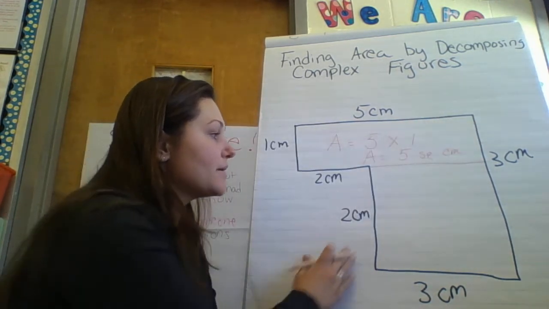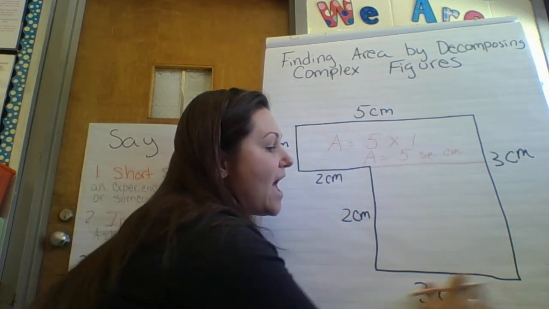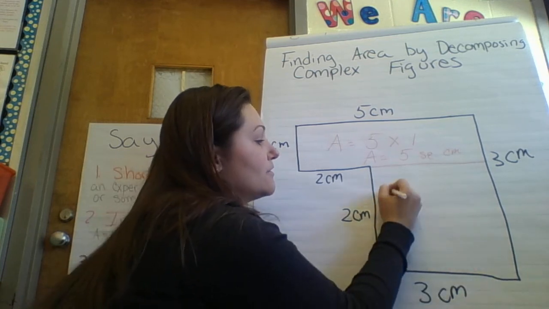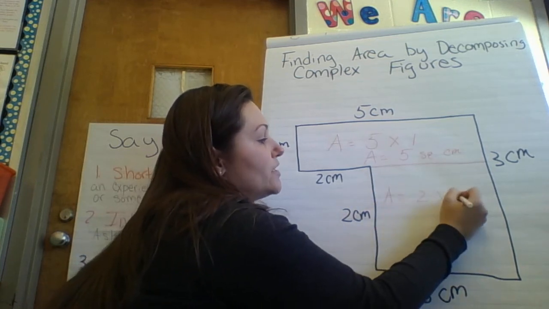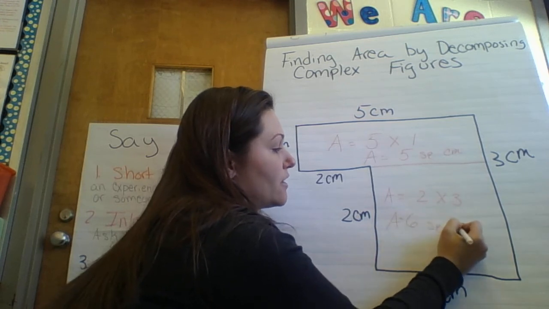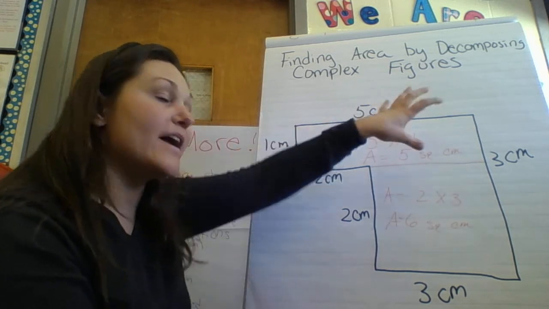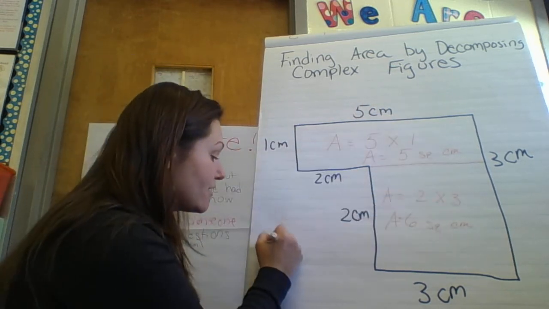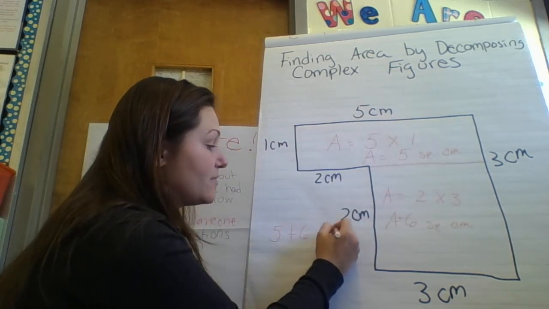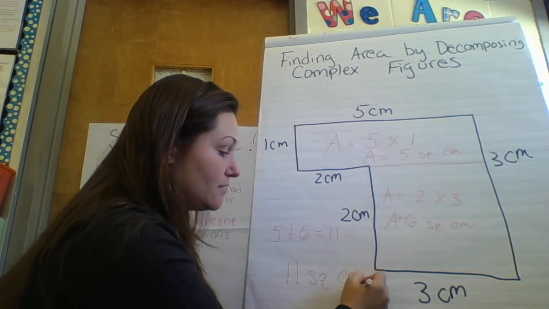When I look at the bottom, I'm going to notice I have a 2 by 3 down here, and this 2 follows this whole length, and this 3 follows this whole length. So to find the area here, I can do 2 times 3, and I can get an area of 6 square centimeters. And then to finish off my problem, I just have to add the two areas together. 5 plus 6 would give me 11. So my full area would be 11 square centimeters.